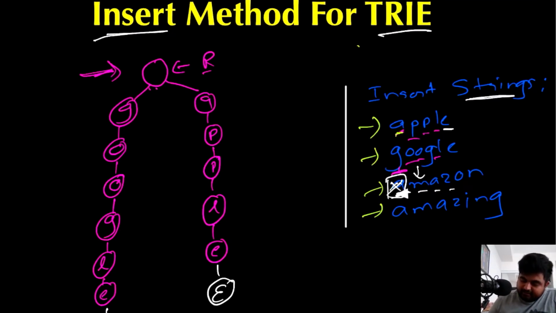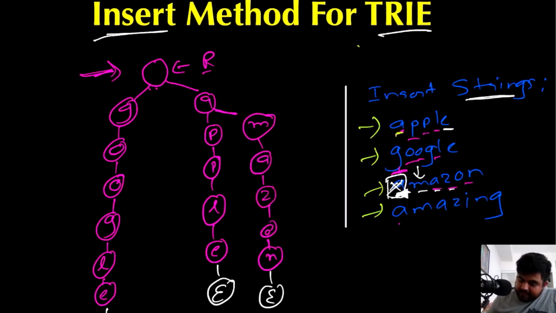Now the next character we want to find is M. For this M, we will see whether this A contains any child that starts with M. But currently this A only contains one child, which starts with P and not M. So we will have to create a new branch over here. So let's create a new branch that starts with M, and then we will add all the remaining characters over here.